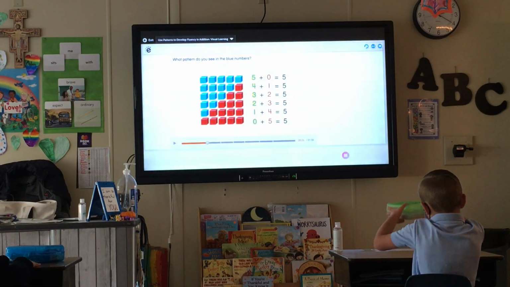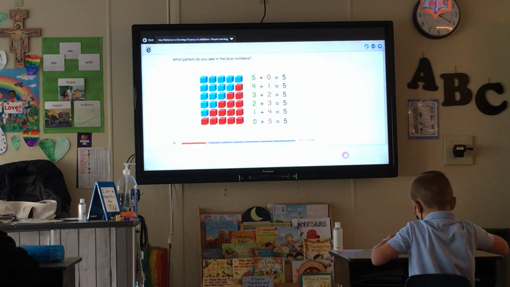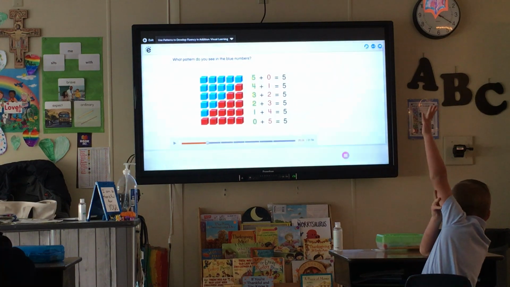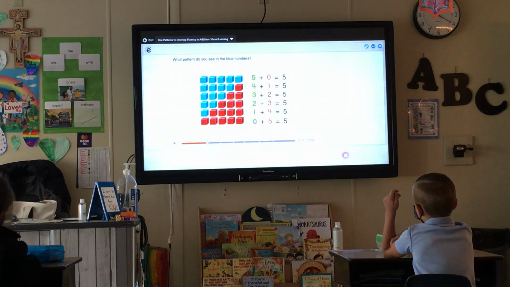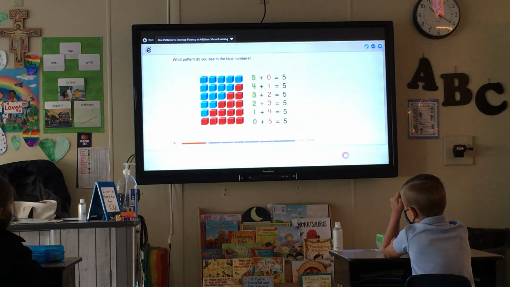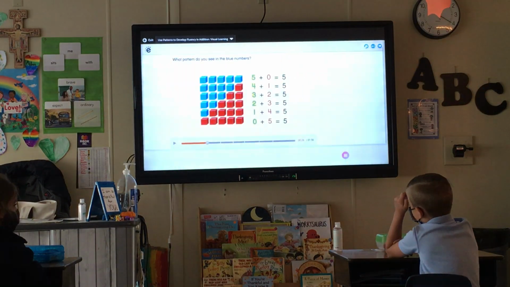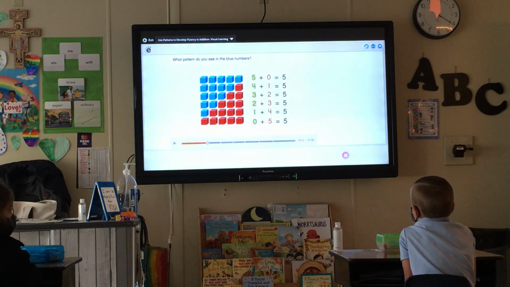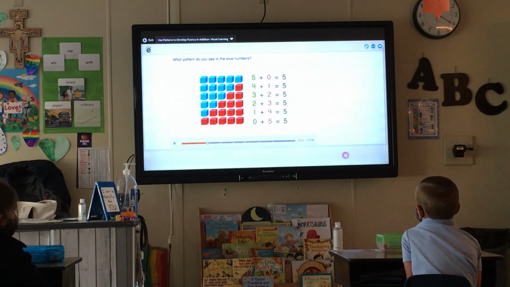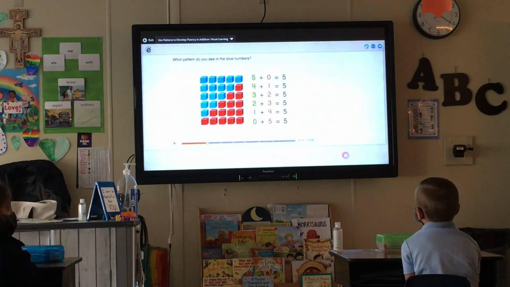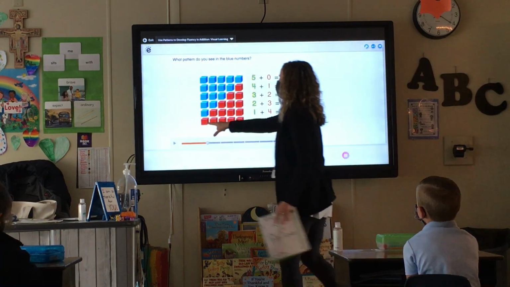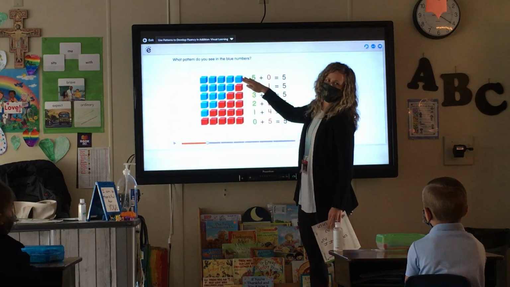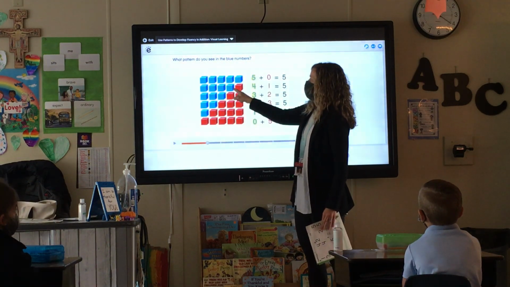Yeah, that's what I saw. So how many blue cubes do you see in the top row? How many blue cubes do you see, Brayden? In the top row. Just in the top row. 5. All right. Do you see any in the bottom row? Kindergarten, do you see any in the bottom row? No. All right. We have all 5 at the top, but then as it goes down, we take one away, but we add a red.